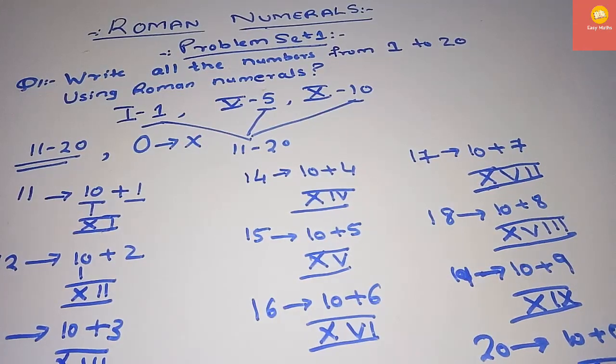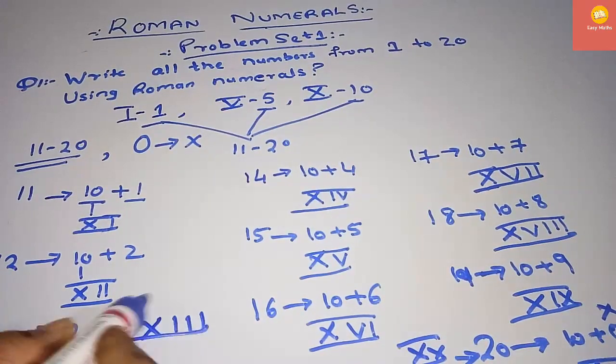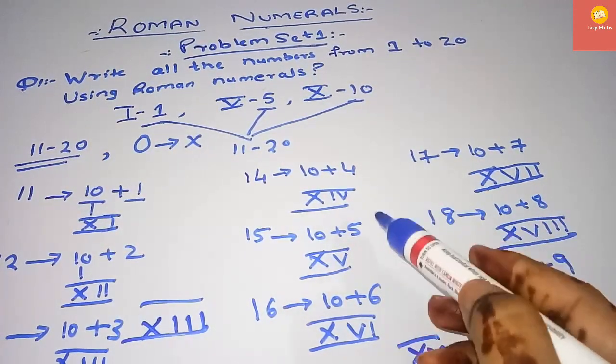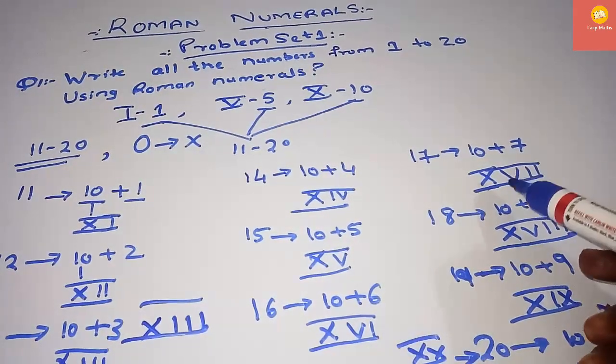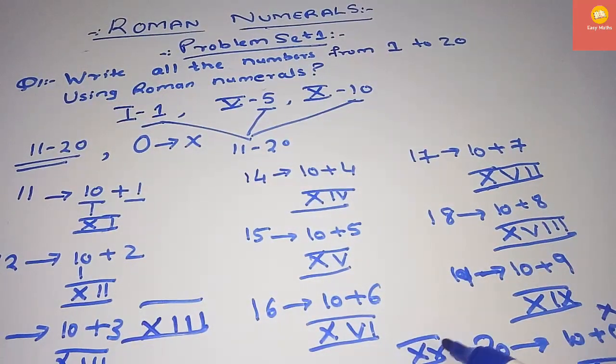Okay. How to write 20? It's capital X and capital X. This is how we write down the 20. Okay. So hope you have understood this number. 11, 12, 13. 13 is nothing but like this. Okay. 14, 15, 16, 17, 18, 19 and this is 20.